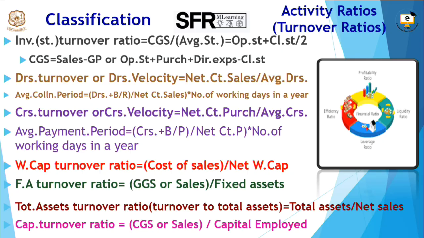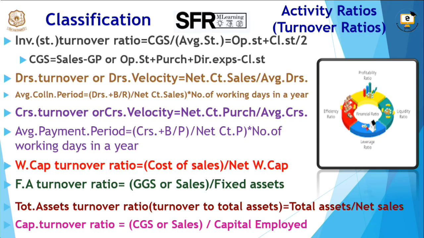So the creditor should not give further loan or further amount to you. So a very minimum average payment period is good for you. Next one is working capital ratio. Working capital turnover ratio expresses the relationship between cost of goods sold or sales divided by net working capital. Working capital turnover ratio indicates the velocity of the utilization of the net working capital.